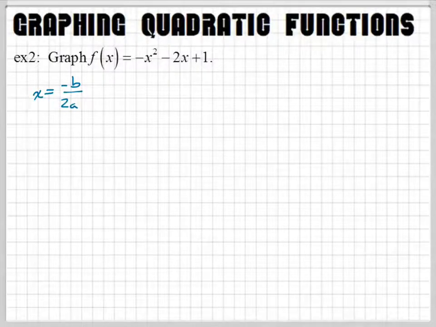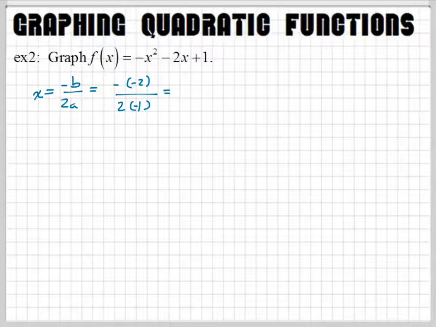Why is the middle x important? Because the middle x is the x value for the vertex. So we just have to start plugging stuff in. You guys know what the b is? Negative 2. What's my a? Negative 1. So negative b over 2a: negative negative 2 over 2 times negative 1, which equals negative 1. That is, for your vertex, the x.